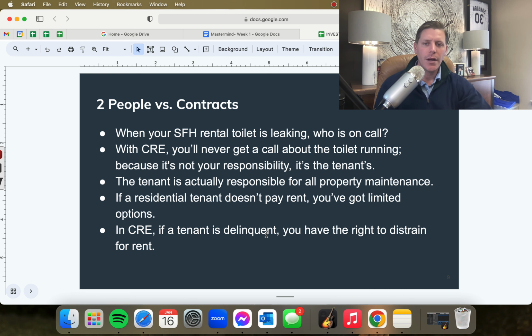Moving forward, if a residential tenant doesn't pay rent, you've got limited options. In commercial real estate, if a tenant is delinquent, you have the right to distrain for rent. Believe it or not, I'm going through a situation now where we just signed this tenant up back in October, and he personally guaranteed. Now this is already into the weeds, but this is what you're here for. I got this tenant that signed up, security deposit, he's paid me 2 months of rent already. Solid tenant, great lease, 5-year lease, triple net, rents increase 3% every single year. But he calls me and says, "Hey, I didn't comprehend the ebbs and flows of the winter times versus the summer times in my business."